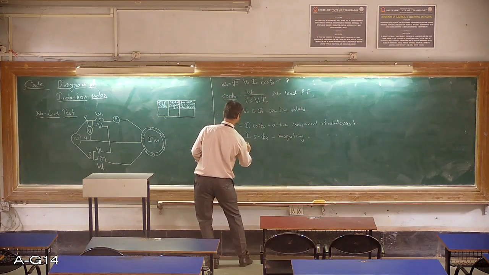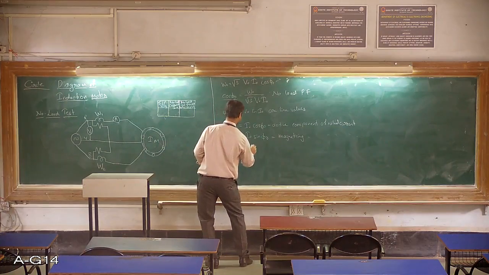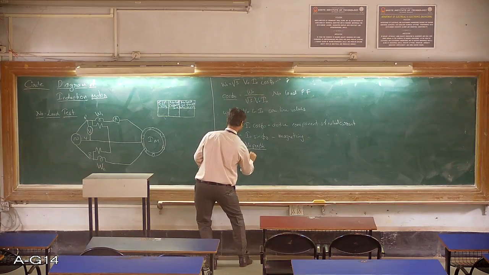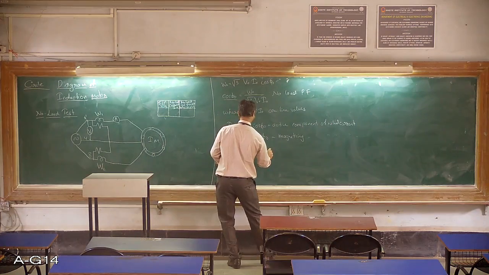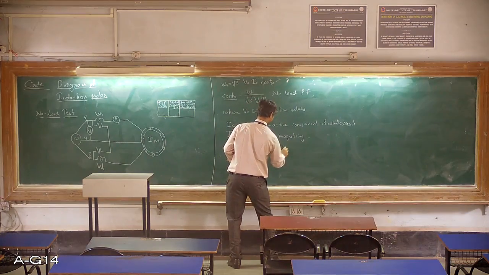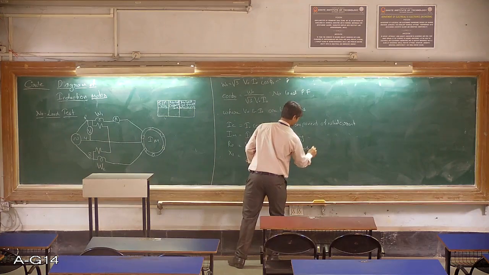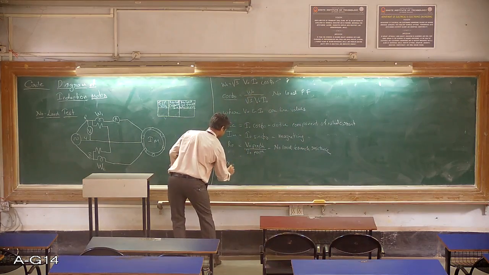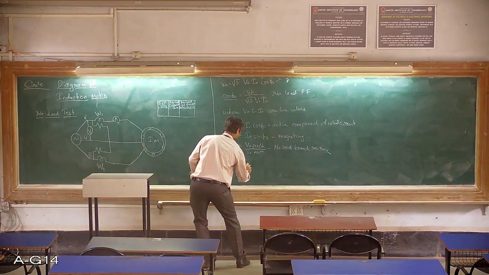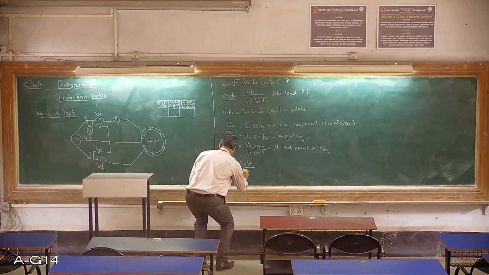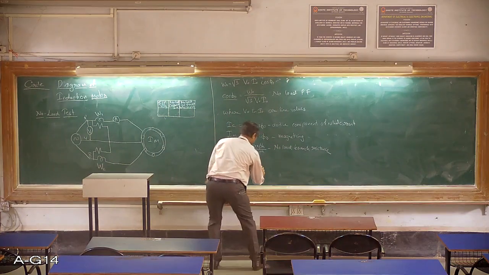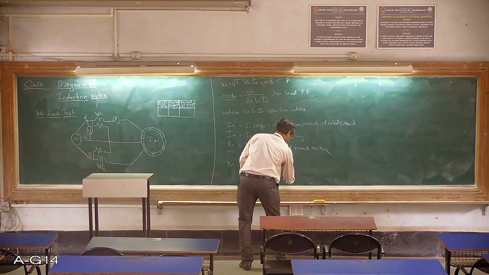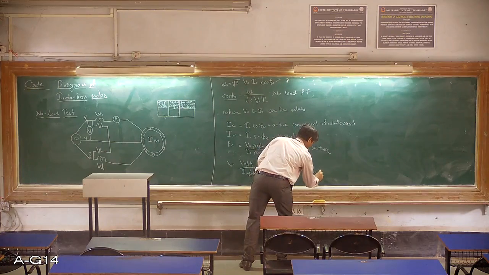This R naught is equal to V naught per phase divided by I naught per phase, which is the no load branch resistance. This X naught is V naught per phase divided by IM per phase, which is the no load branch reactance.